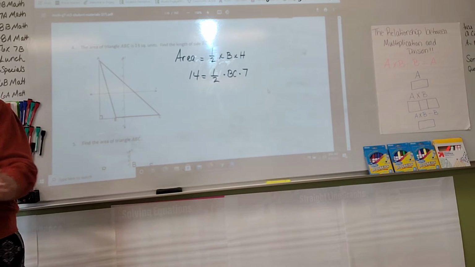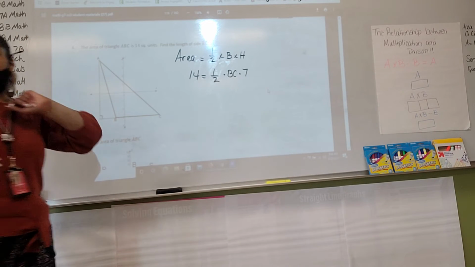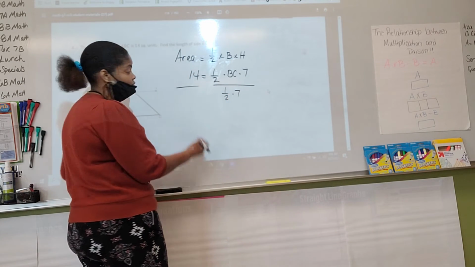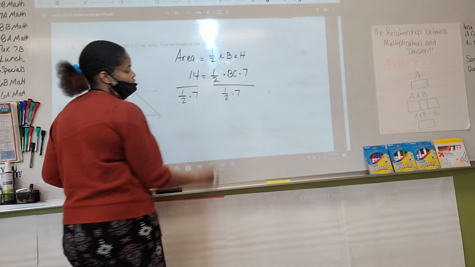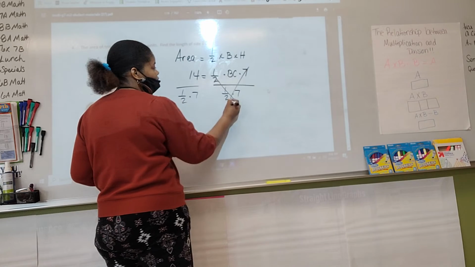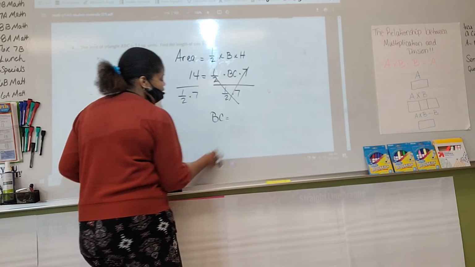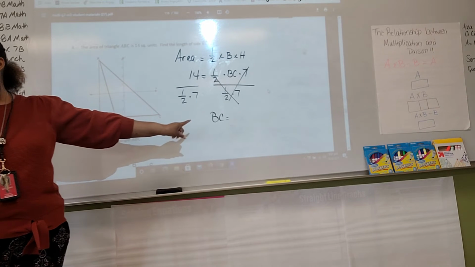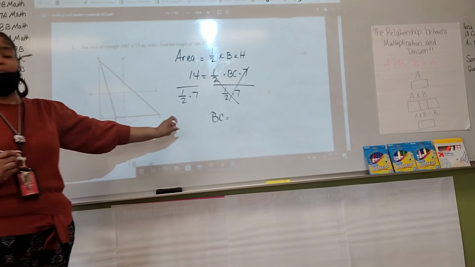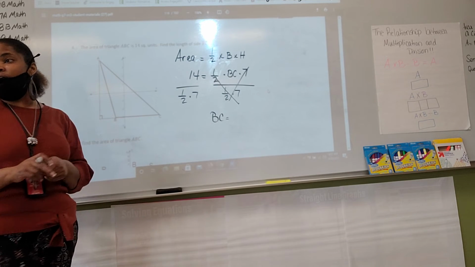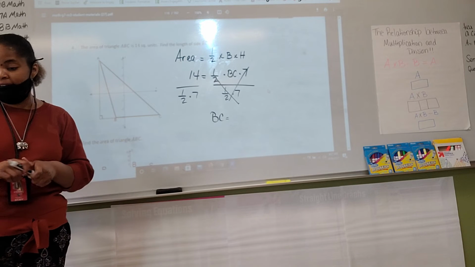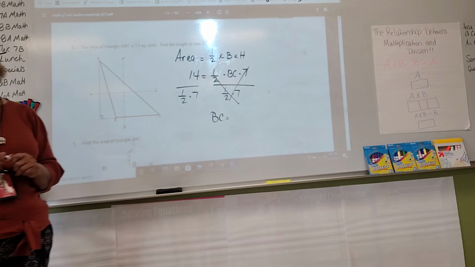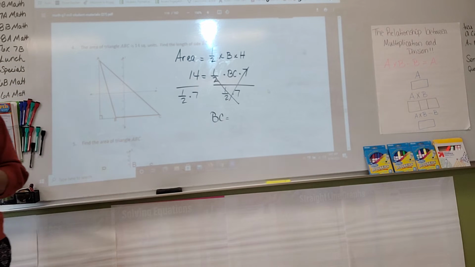So, in order to do this, I have to get BC by itself. So what I'm going to do is divide both sides by half times 7. Now this cancels off, and now I have BC by itself. If I took half of 7, what's half of 7? 3.5. And I took 14 and I divided that by 3.5. What do I get?